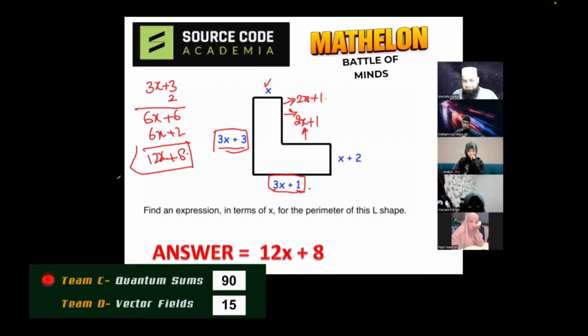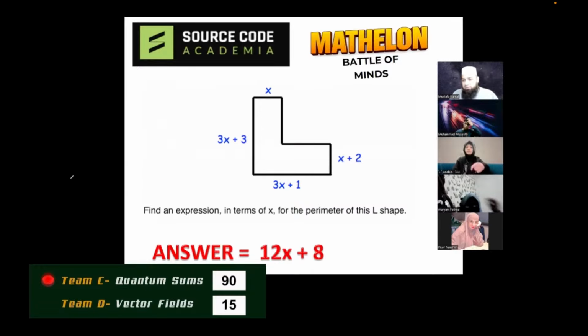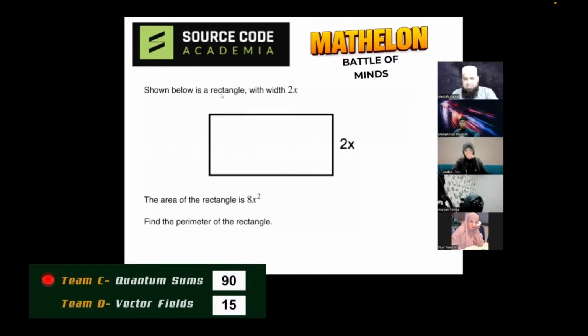Got it, Rabia? Yes. Okay. Rabia, are you from Team C? Yes. Okay, the next question is from you. Please press the buzzer. Shown below is a rectangle with width 2x and the area of the rectangle is 8x squared. You need to find the perimeter of the rectangle.